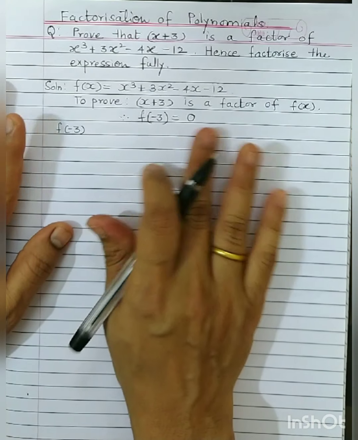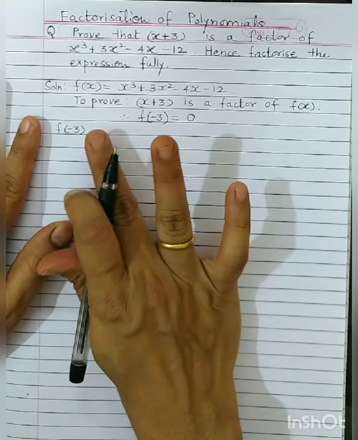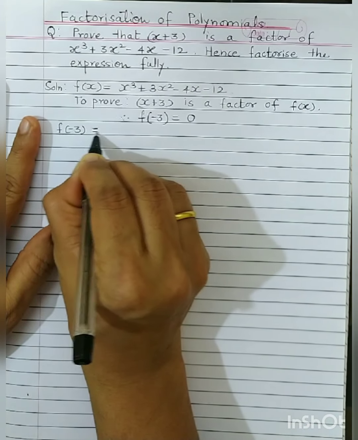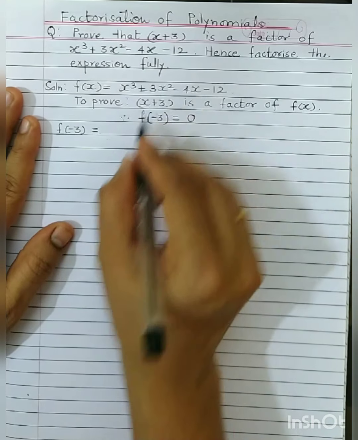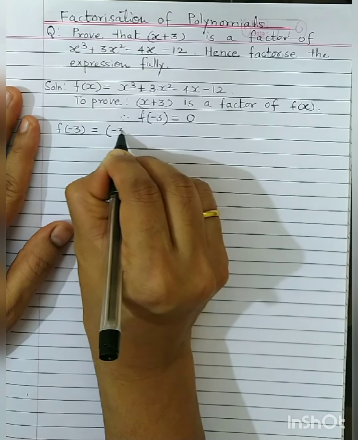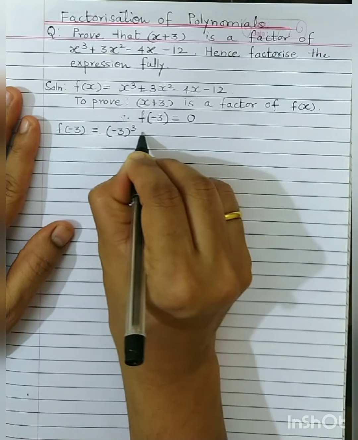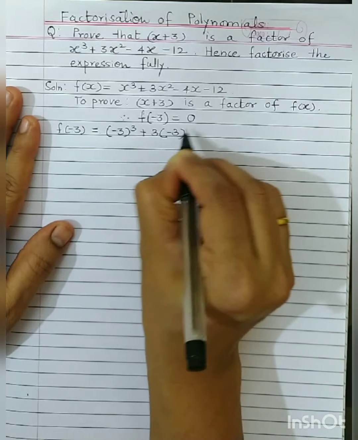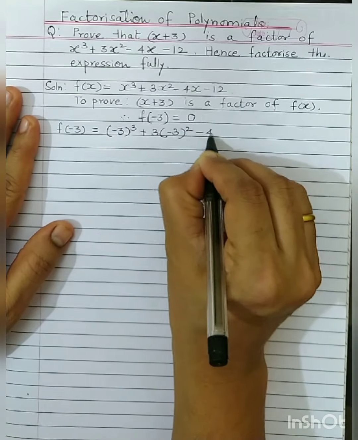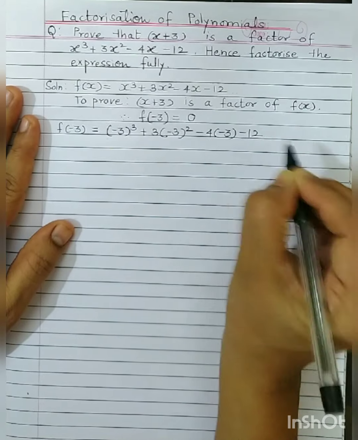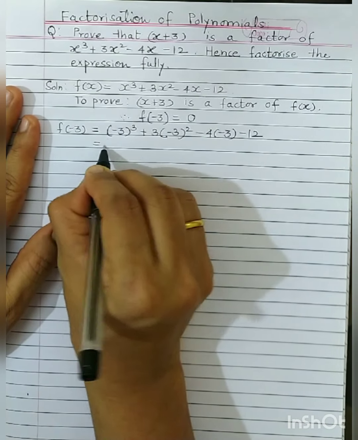I haven't assumed it as 0. I am proving it. Why I am repeating it so many times? Because children do this mistake. Okay. So in place of x I write minus 3's cube plus 3 minus 3 square minus 4 into minus 3 minus 12. We are seeing whether it is 0 or not.